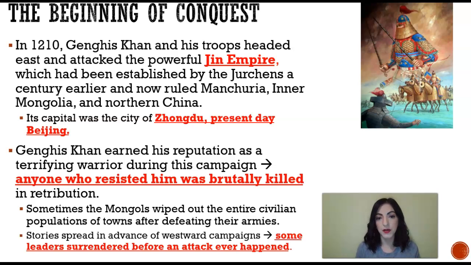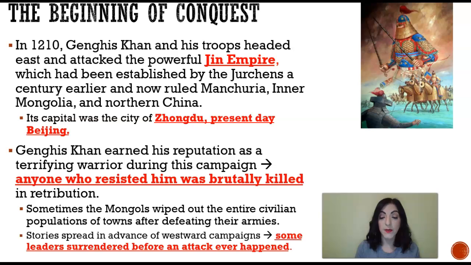Their capital was Zhongdu, which is present-day Beijing, and essentially Genghis Khan and his army annihilate them. They take them over. This is where he earns his reputation as being an extremely terrifying warrior during this campaign, because anybody who resisted him was brutally killed in terms of retribution. You want to stand against me? Fine, you're going to die. That was the message that he sent to his enemies.